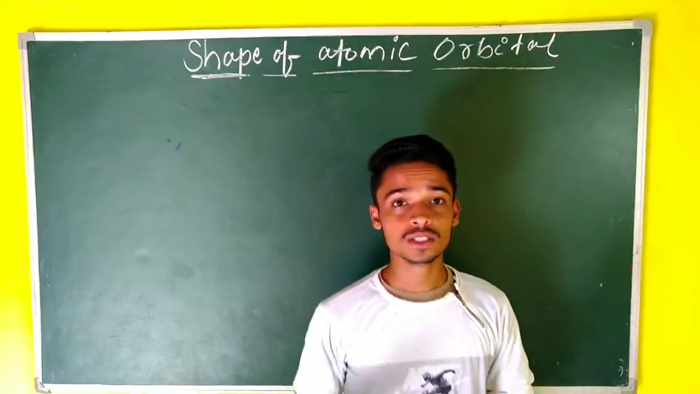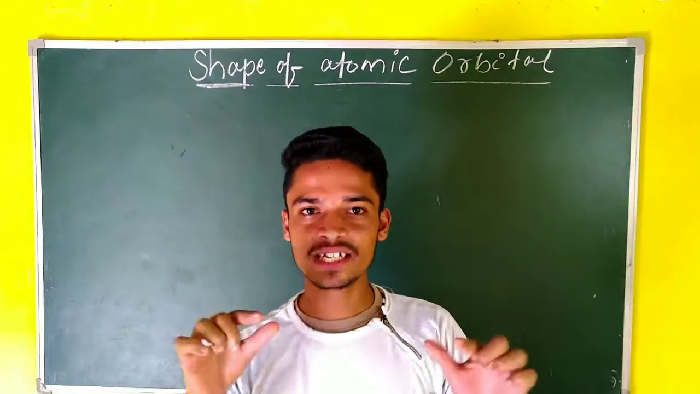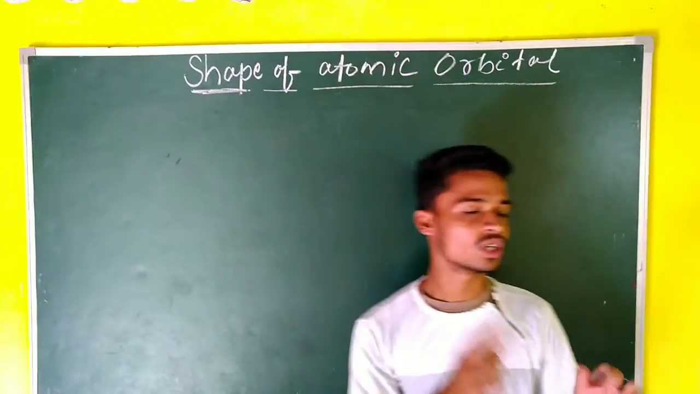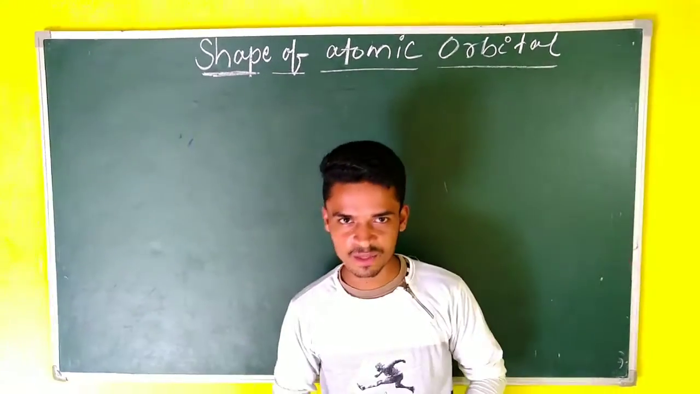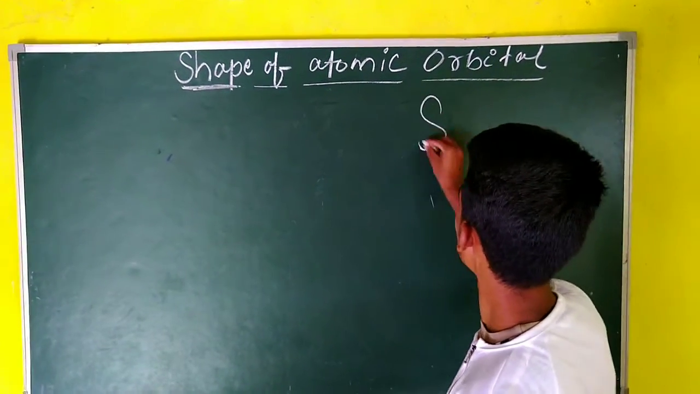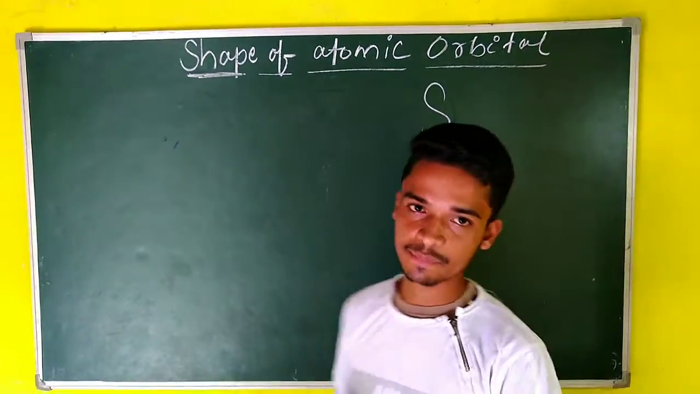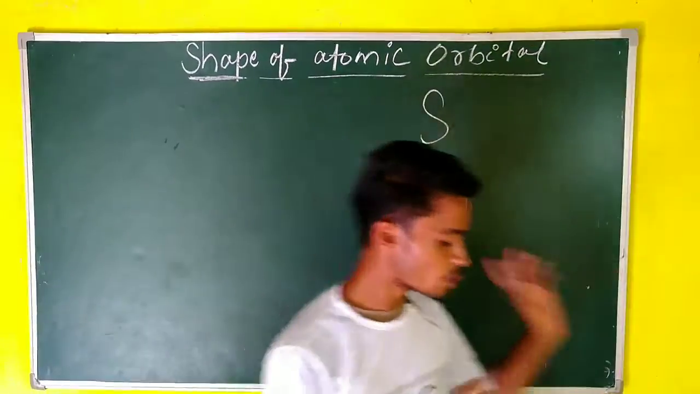Mast, ekdam. So let's once again welcome to my class. Today we will discuss the shape of atomic orbitals. What is the shape of atomic orbitals? Students, there are four subshells: s, p, d and f. What is the shape of the s, p, d, f subshells?